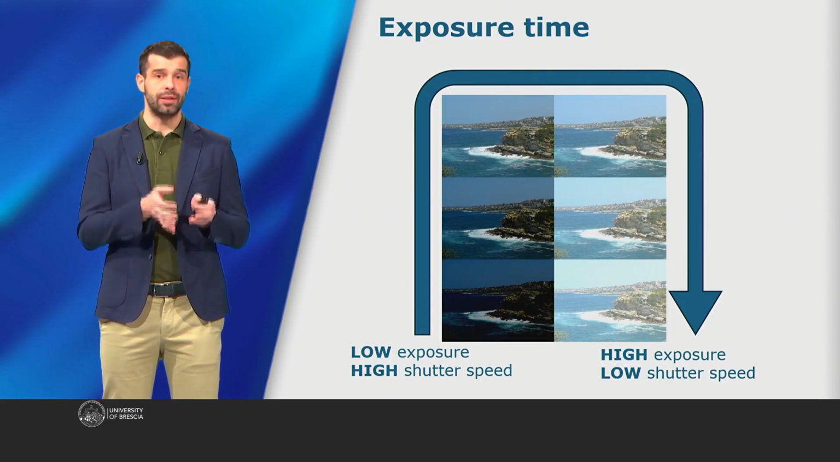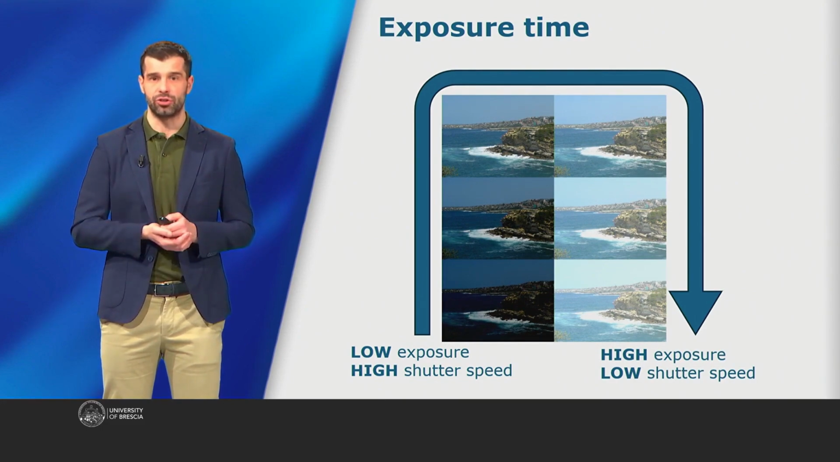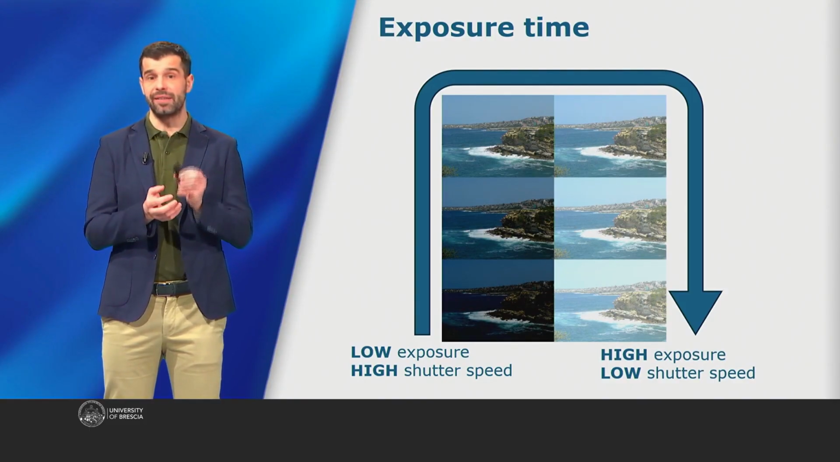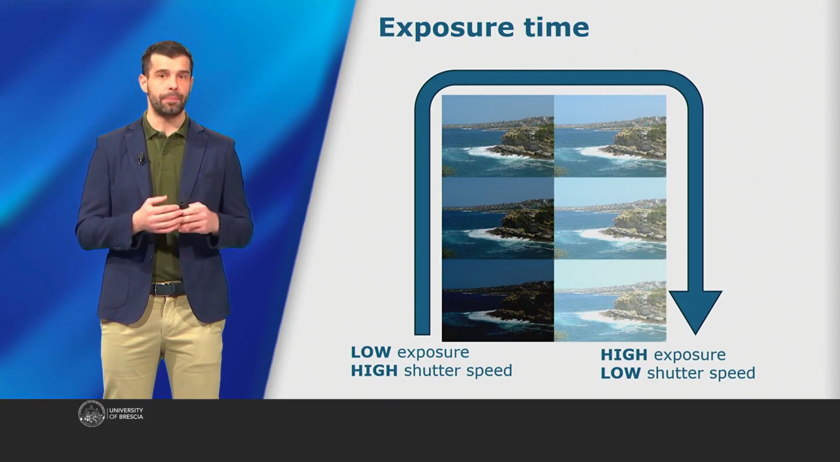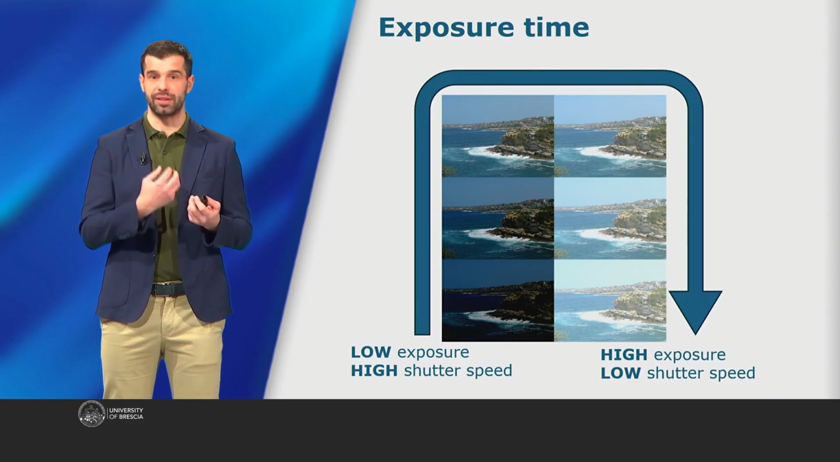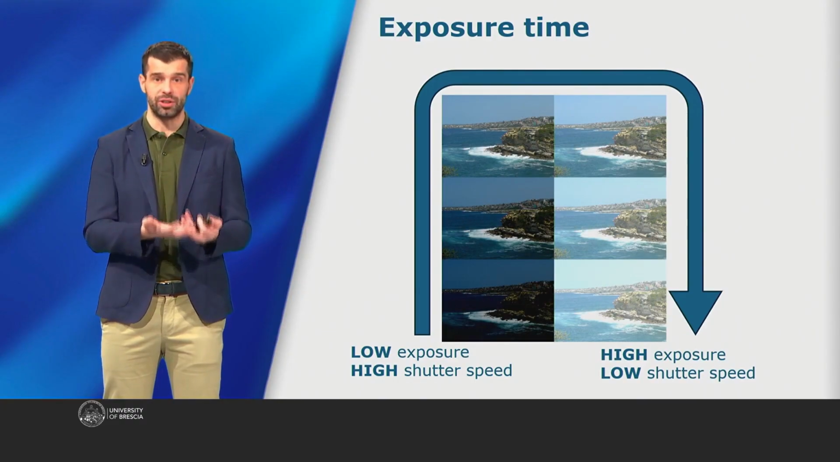Looking at the images, you can see how short exposure times, and therefore high shutter speeds, result in very dark images, since only a small amount of light hits the sensor. But as the exposure time increases and the shutter speed decreases, the image will become brighter and brighter because more light will reach the pixels.